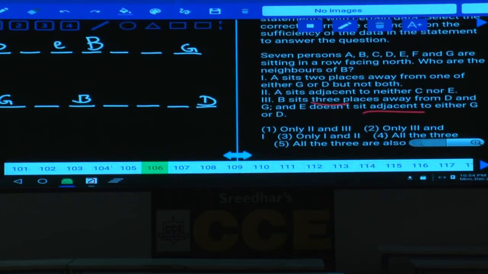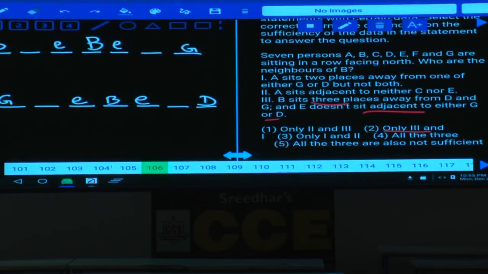E can be either at this place or at this place. Done with this? B sits 3 places away from D and G. E does not sit adjacent to either G or D. Now, this is about condition number 2. Condition number 3. Then, now we are checking out this condition choice 2. Now, in choice 2, are you getting the answer or not?